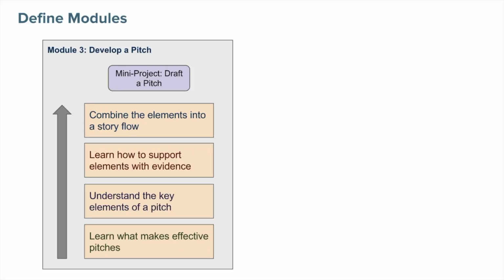If we start from the bottom and go up, this is the scaffolding. So first, you might want, as an objective, to have people learn what makes an effective pitch. Next, you might have them understand what some key elements of that are. And then for each element, you might teach them how to support those elements with evidence. And then finally, combine them into a story flow. And if you do some analysis and determine that these are the key things that they need to do in order to draft this pitch, then you can structure your module accordingly.